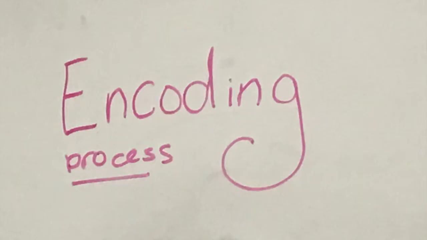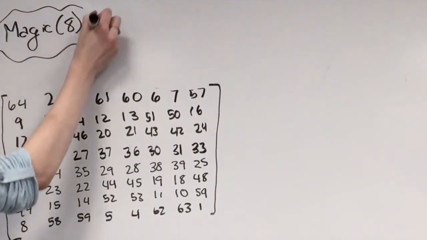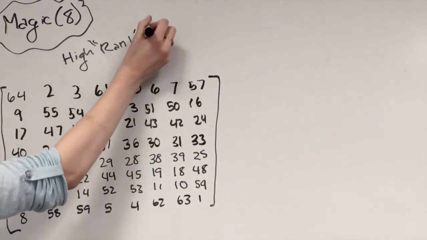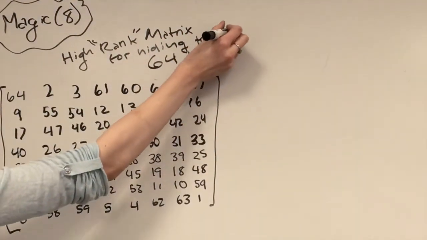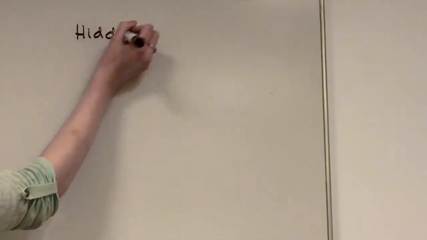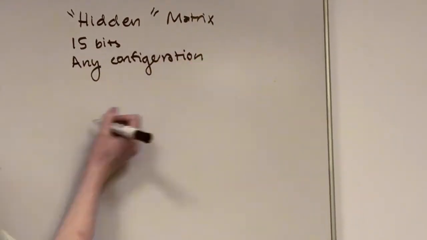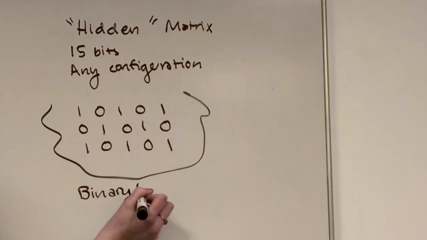The encoding process. What you see here is the matrix we will be hiding our image in. It is a high-rank matrix based off of the magic 8 squares you got in high school. Here's the hidden matrix. It's 15 bits and it's in binary. Those are the important things.